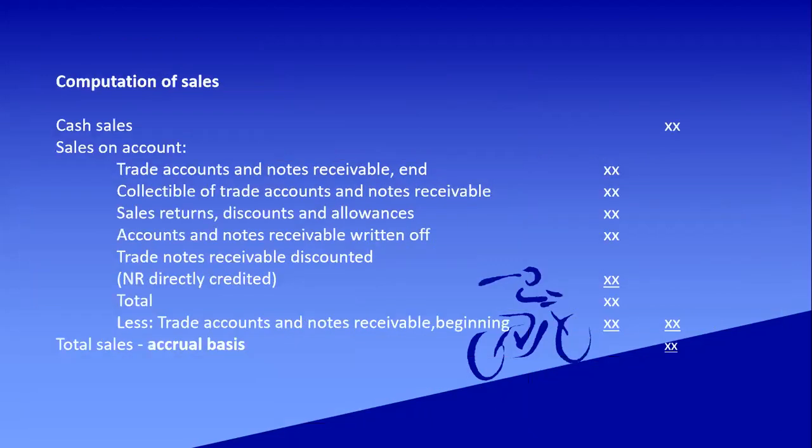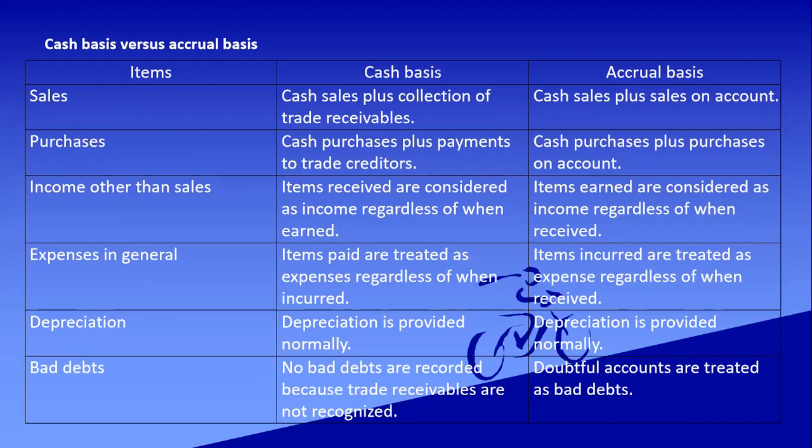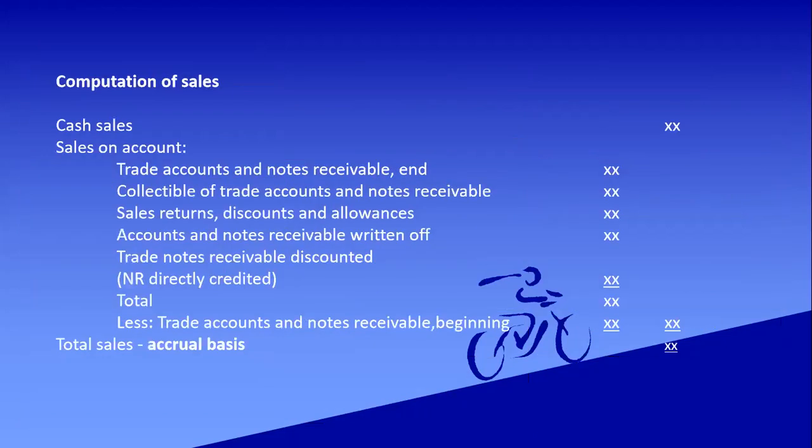Now, for depreciation, under the cash basis, depreciation is provided normally just like under the accrual basis. For bad debts, under the cash basis, no bad debts are recorded because trade receivables are not recognized. Under the accrual basis, record doubtful accounts as bad debts.